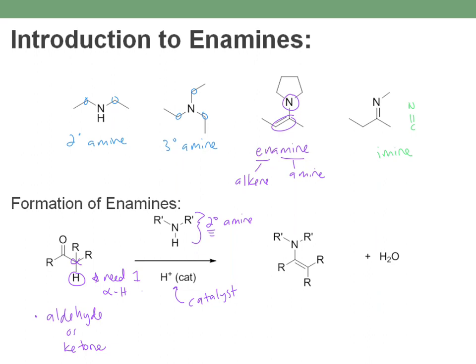And then you will form your enamine. Notice that I lost that alpha hydrogen right here in this alpha spot. I no longer have that alpha hydrogen. It became part of water. And now I've attached my amine onto where that carbonyl was. So that's kind of the overview. Let's take a look at a specific example and the mechanism.